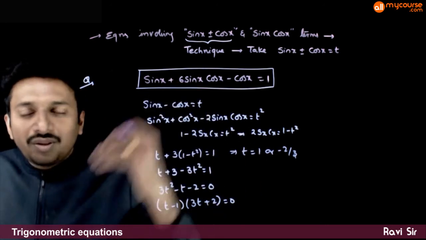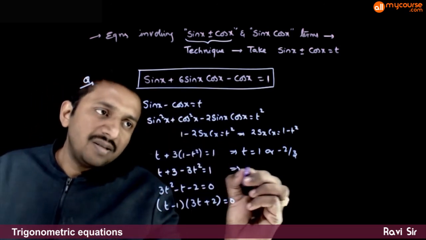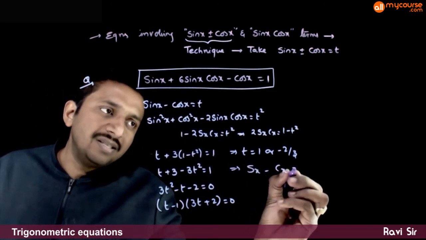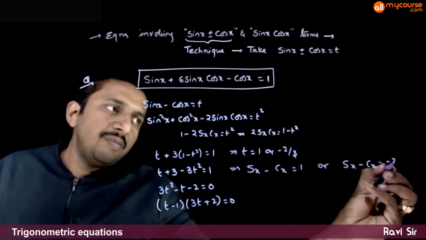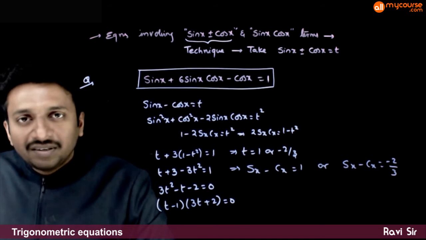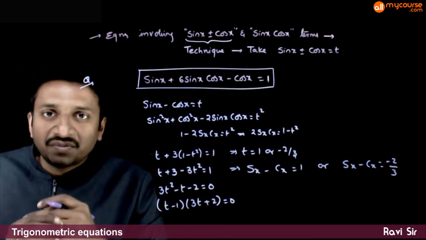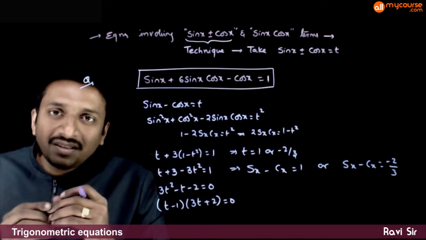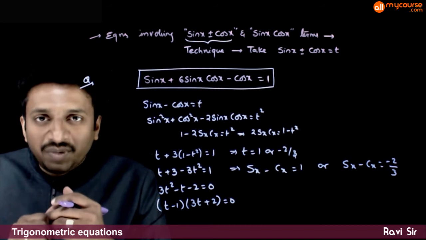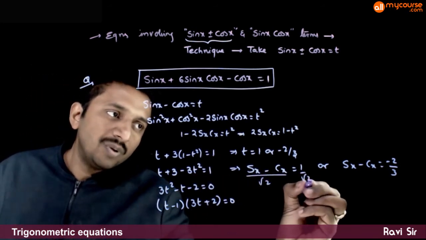Now we can go for the back substitution. So t means sin x minus cos x. This implies sin x minus cos x is equal to 1 or sin x minus cos x is equal to minus 2 by 3. So now this has been converted to a cos x plus b sin x form. So what do we do in these questions? We divide both sides with root of a square plus b square, right? So I'll divide this with root 2 on both sides.